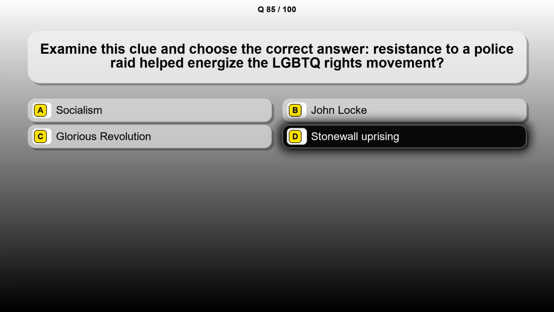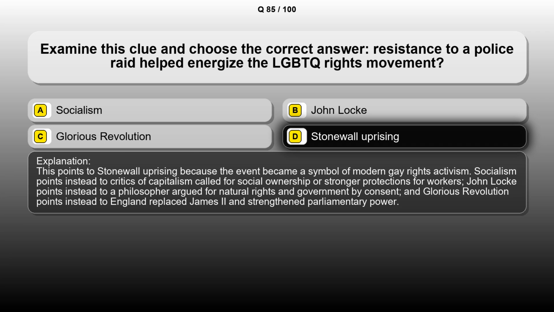The correct answer is option D, Stonewall Uprising. This points to Stonewall Uprising because the event became a symbol of modern gay rights activism. Socialism points instead to critics of capitalism who called for social ownership or stronger protections for workers. John Locke points instead to a philosopher who argued for natural rights and government by consent. And Glorious Revolution points instead to England replacing James II and strengthening parliamentary power.